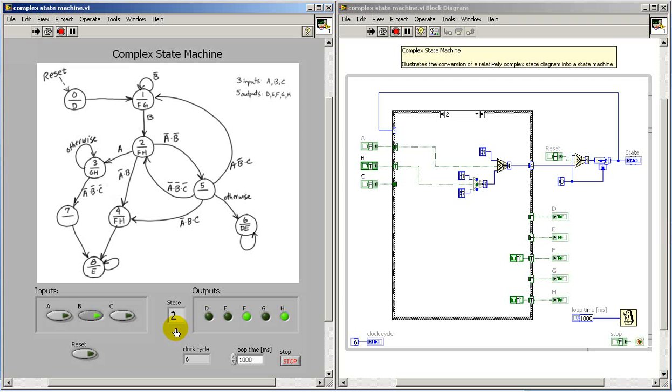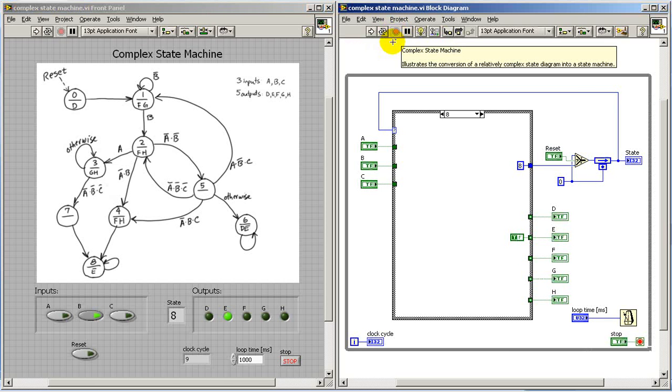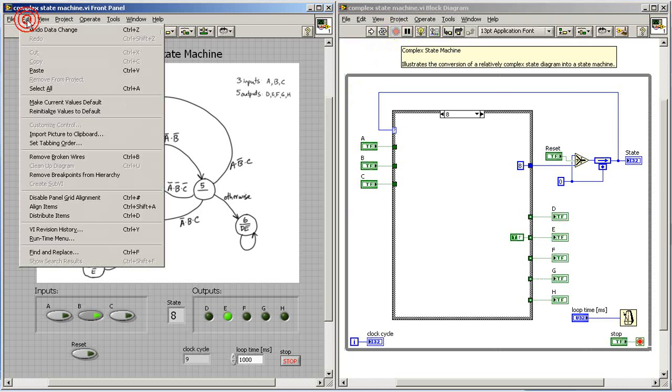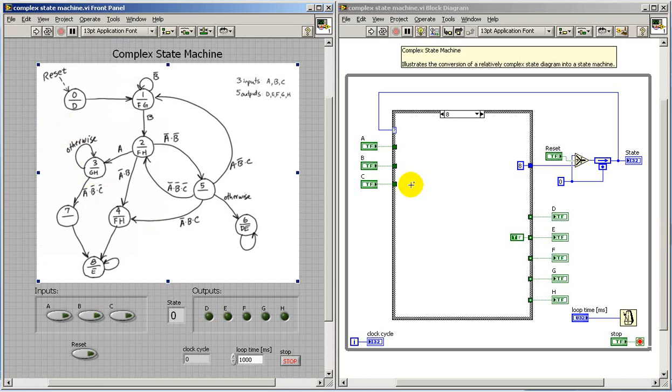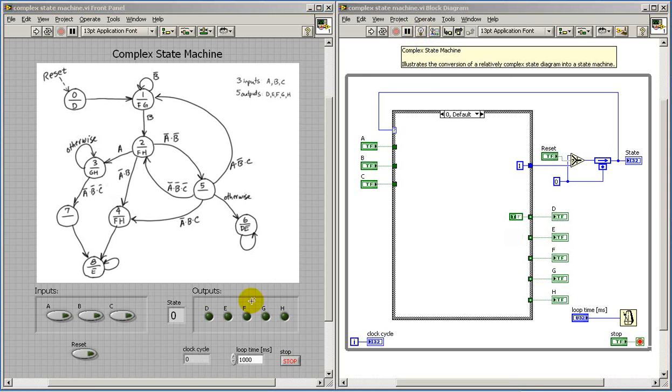Also, we can confirm the relationship between what we see on the indicator and what's going on inside the block diagram. All right, let's get that back to the beginning here. I'm going to turn that off and then show you the breakpoint technique.